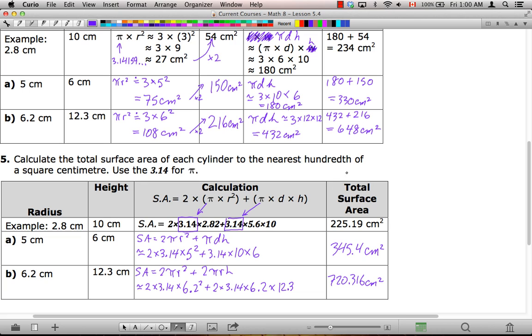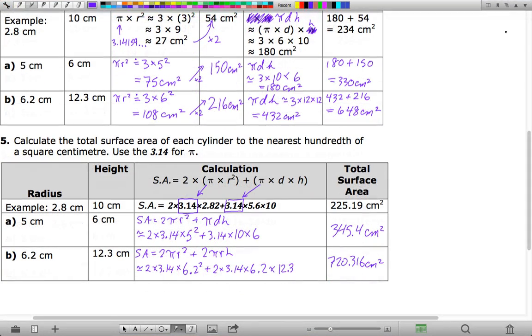In any case, that takes care of our lesson here for 5.4. You can pick any 8 questions that you'd like out of the textbook.